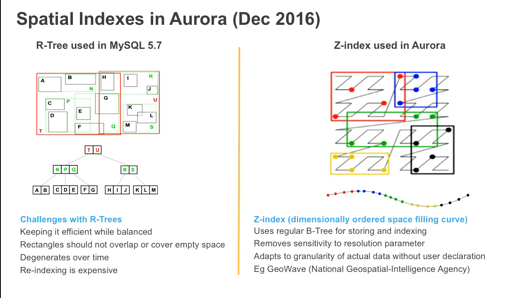We introduced spatial indexes in December 2016. MySQL 5.7 has an R tree. We did something fairly different. We built something called a Z-index, or to be precise, an XZ index. This has many different properties that make it better than an R tree for cases, for instance, when you're doing a lot of updates in an OLTP workload.